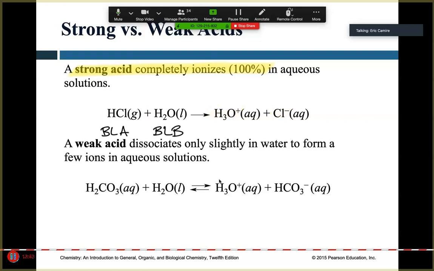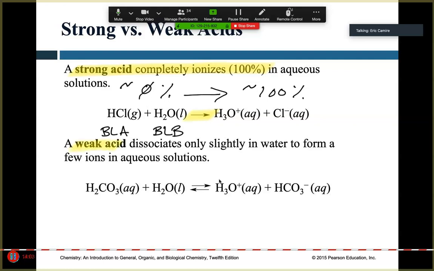So let me just go back a little bit. There we go. We represent fully dissociating with a unidirectional arrow. So it's one directional. So it's basically saying when this reaction is over, effectively nothing is remaining on the left-hand side, and effectively everything is products. That's what makes it strong.